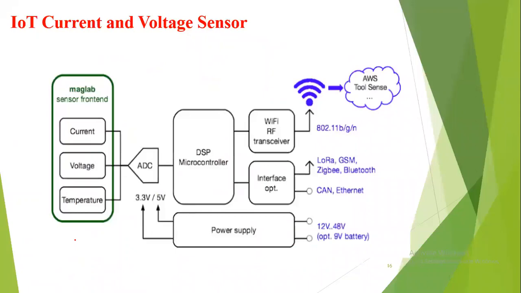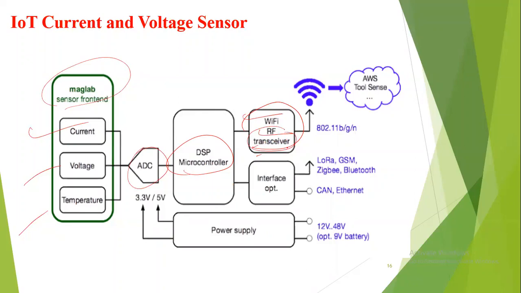So here I will give one example. There is a company called Maglab, which manufactures IoT sensors that have the capability to measure current, voltage, and temperature. They have an ADC on this board. So they read the data, manipulate the data with the DSP microcontroller, and send it through a Wi-Fi RF transceiver.